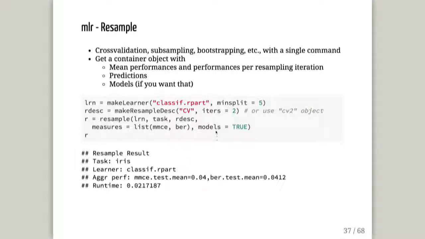And if you want to, you can also store the complete models if you want to look at them later. If you don't do this, you will only get prediction and performance measures. And that returns a container object that contains these performance values, also the performance values per resampling fold, the predictions, and the models if you're requesting that. There are various shortcuts in the package to write this more concisely by just saying, I don't know, crossval or whatever, which are abbreviations for the general resample function.